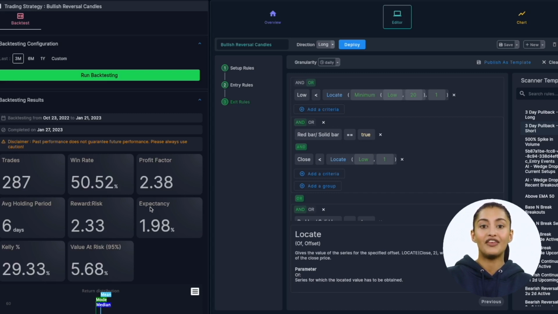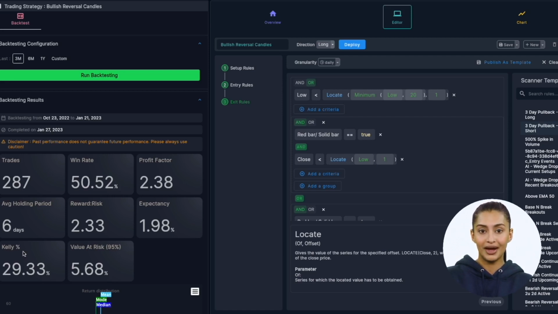Expectancy shows the average return per trade that one can hope to make. If expectancy is positive, also called a positive expectancy strategy, then one can hope to be profitable over the time period. Kelly's percentage is derived from the famous Kelly criterion.